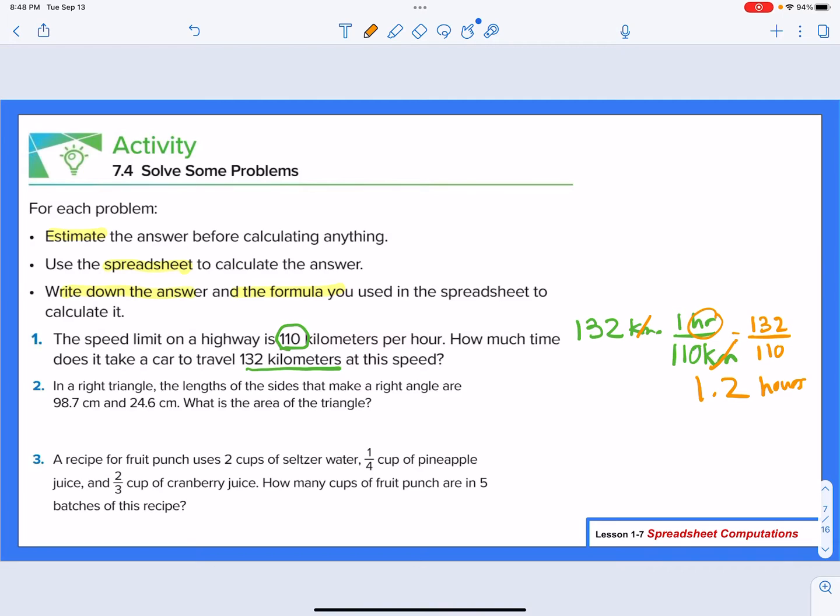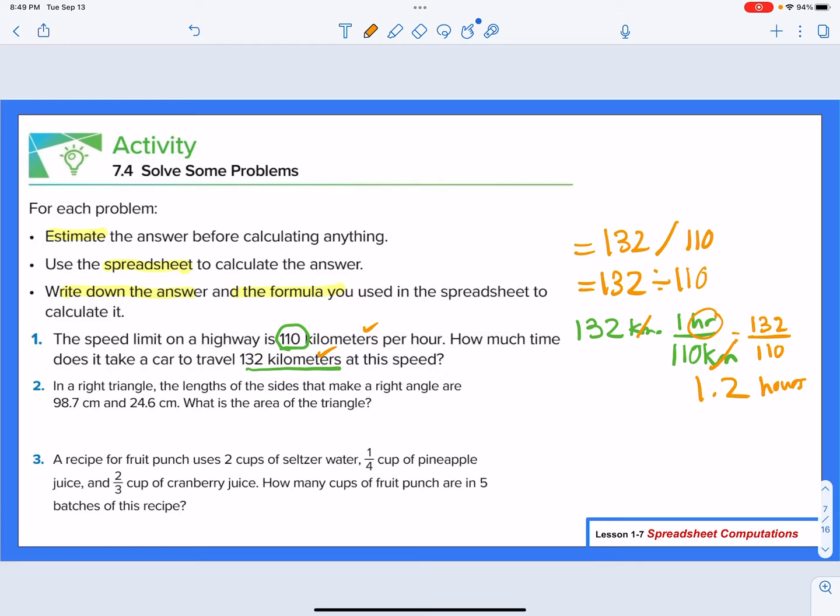So what am I doing? I'm doing 132 divided by 110. So in the cell, if you were to use your spreadsheet, we would say equals 132 divided by 110, or really we would say 132 divided by 110. Okay, so I'm taking the 132 kilometers and I'm dividing it by 110 kilometers per hour.